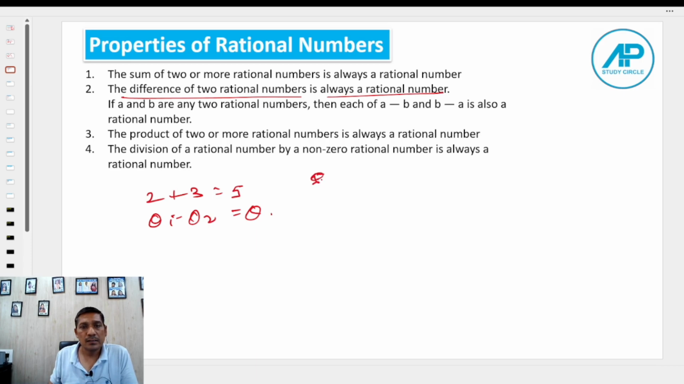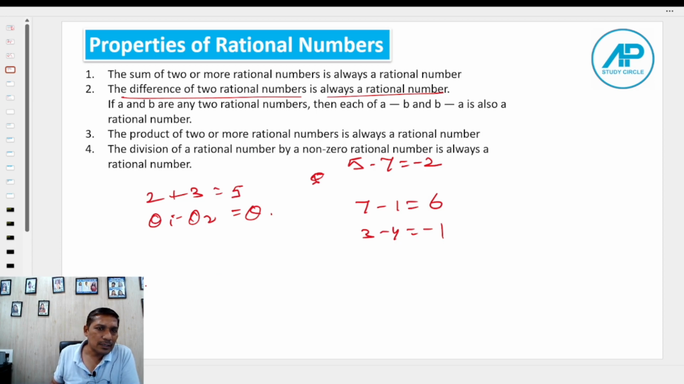5 minus 7 is minus 2, 7 minus 1 is 6, 3 minus 4 is minus 1. All these are rational numbers. The product of two or more rational numbers is always a rational number. So I'm cutting it short. So addition, subtraction, multiplication and division are closed on rational numbers.